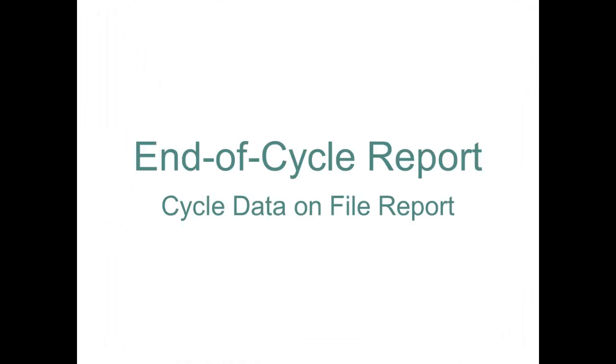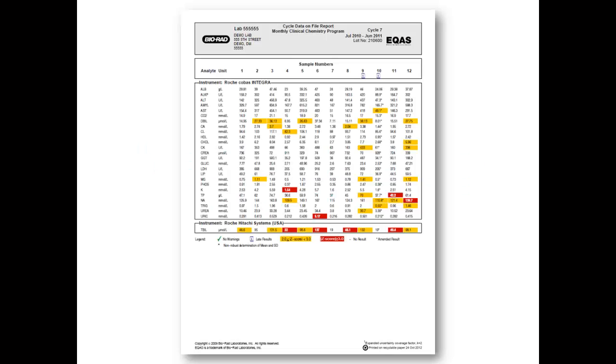The second section of the end-of-cycle report is a cycle data on file report. This report is similar to the sample report's data on file report, but the end-of-cycle report will reflect the recalculated statistics with late and amended data included in the dataset. Due to this recalculation, your evaluation might be different from the sample statistics.